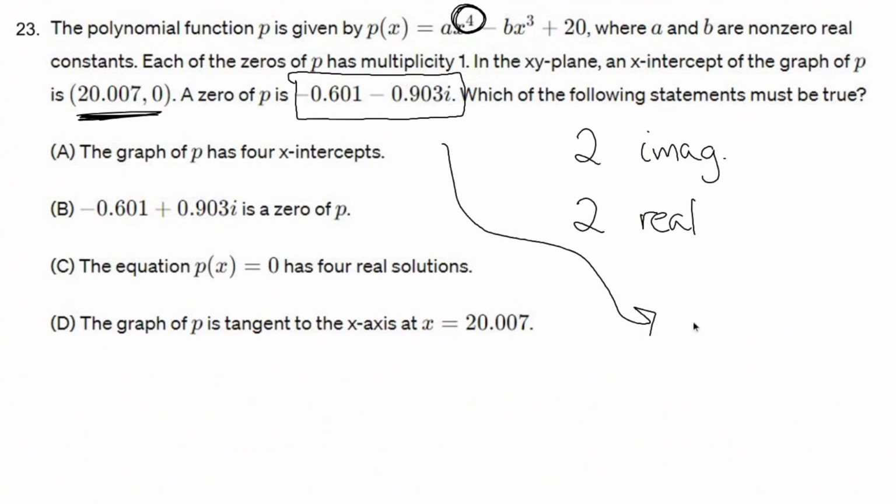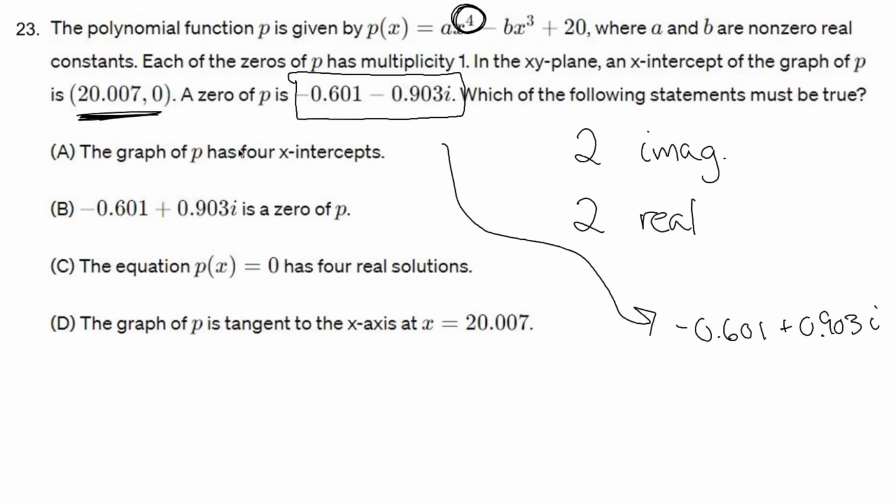Always, always, always. To find a conjugate, you just take the number in front of the imaginary i and flip the sign. So I know I have an answer of u, and I know I have an answer of u plus 0.903i. So what I know is I have 2 imaginaries, 2 reals. 1 imaginary is this. The other imaginary is that. 1 real is this. I don't know the other real.